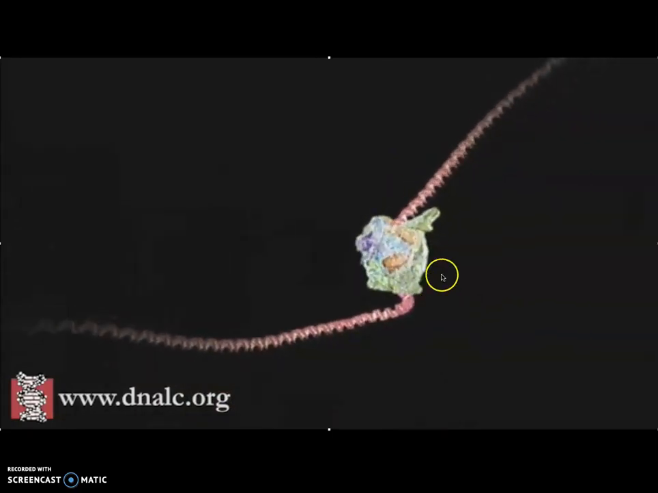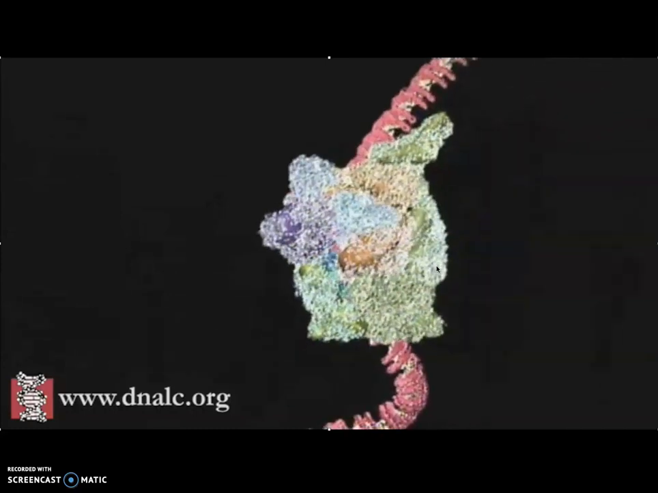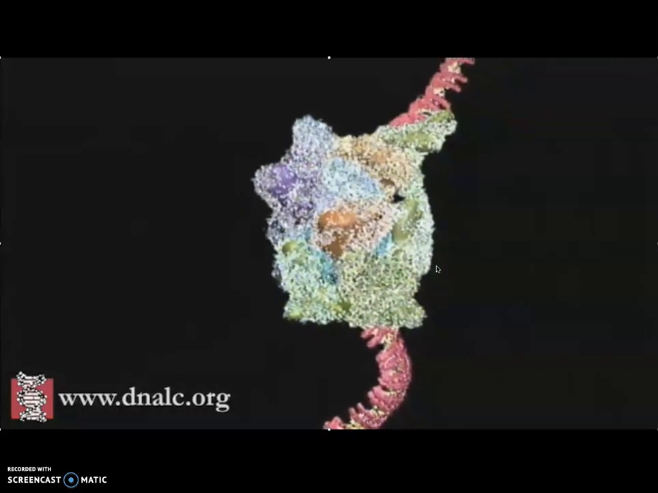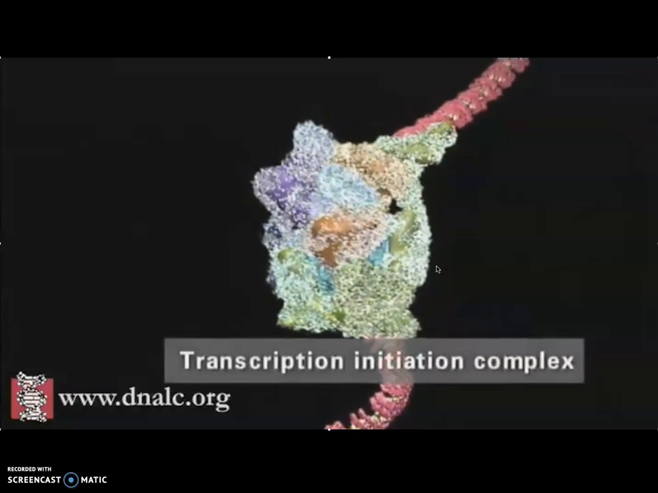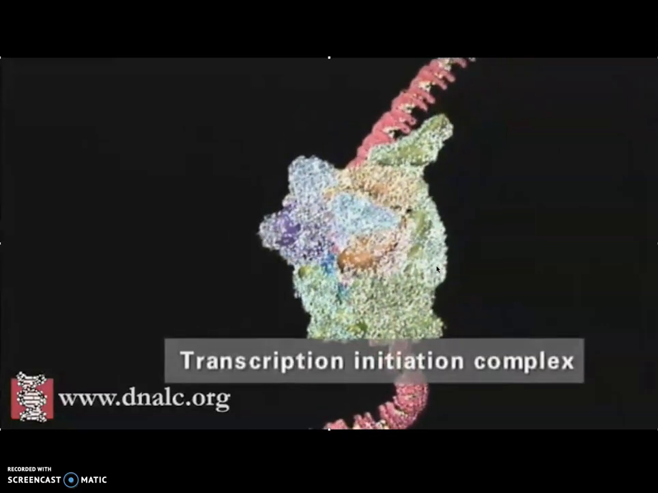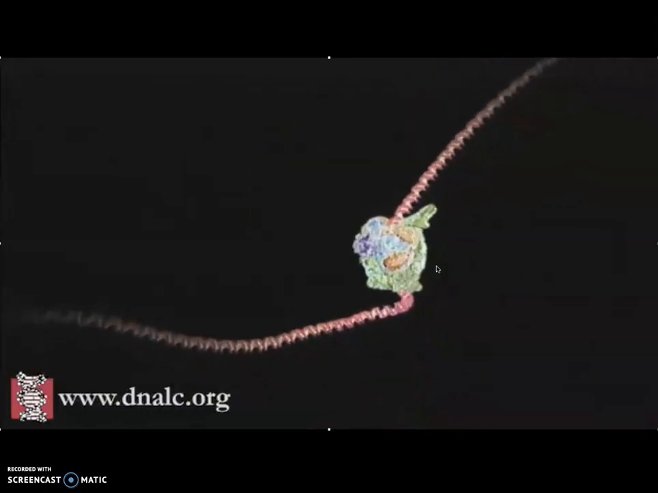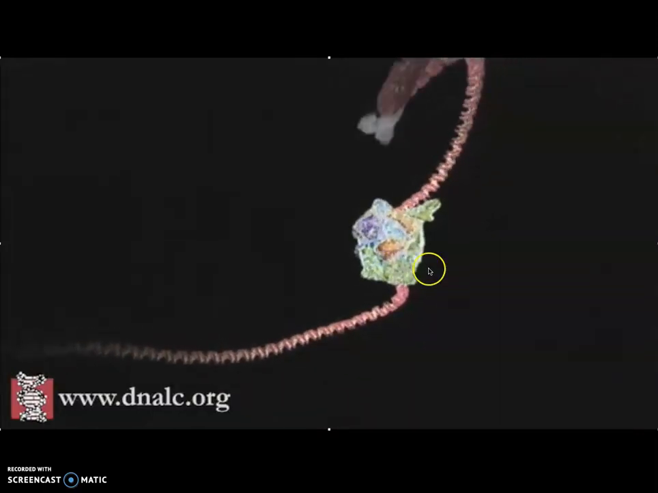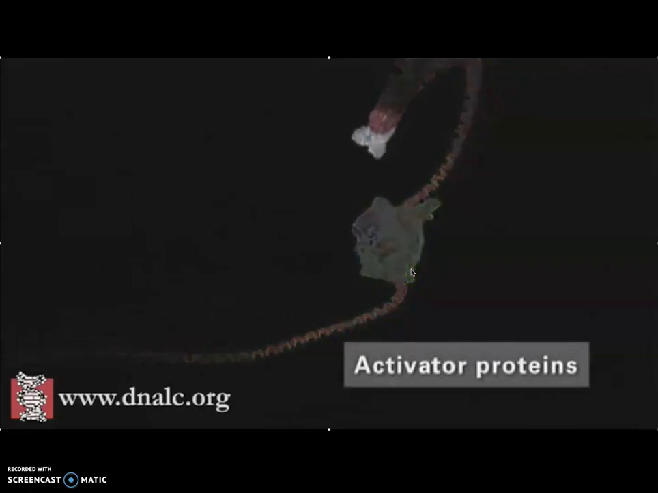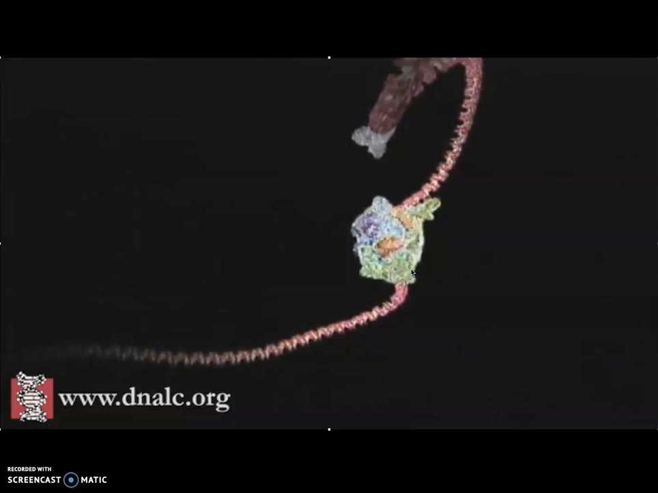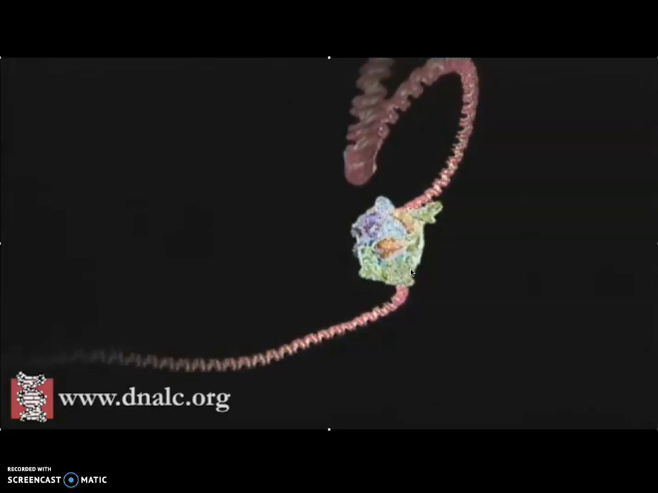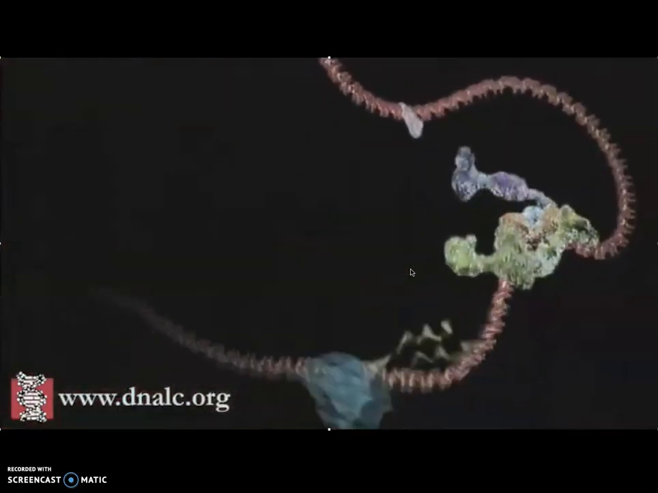The transcription complex is formed, but notice it's not starting yet. In order for it to start, you need to have that activation, or an activation factor needs to bind. That activation factor can be thousands of bases away. The activation protein is bound to an enhancer segment of DNA. When that activation protein binds to the transcription initiation complex, transcription will start.